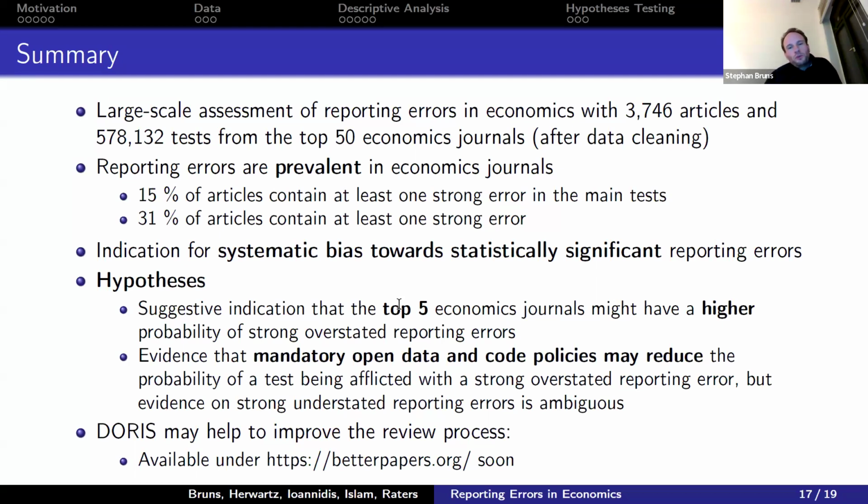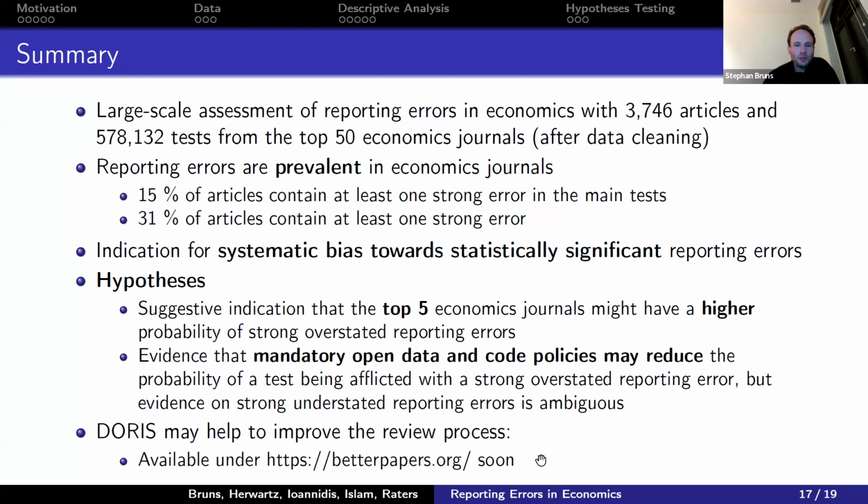But actually, when we remove the Scimago journal rank from the regression, there is indication that in top 5 journals there are more strong overstated reporting errors. And then we find indication that open data and code policies may help to reduce the prevalence of strong overstated reporting errors, while this is less clear or more ambiguous for the understated reporting errors.